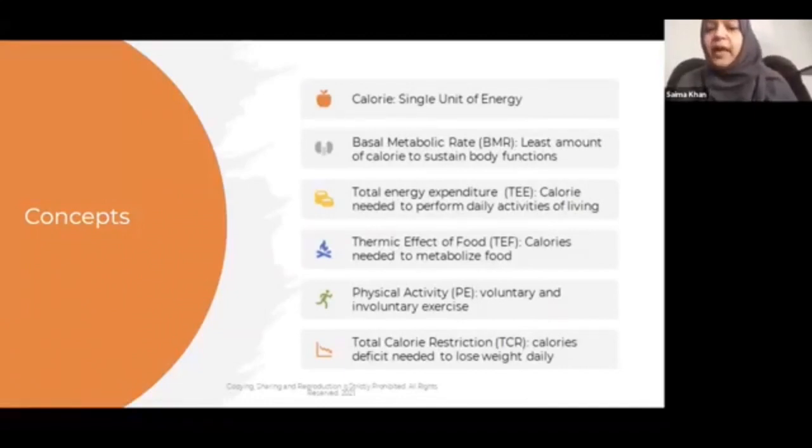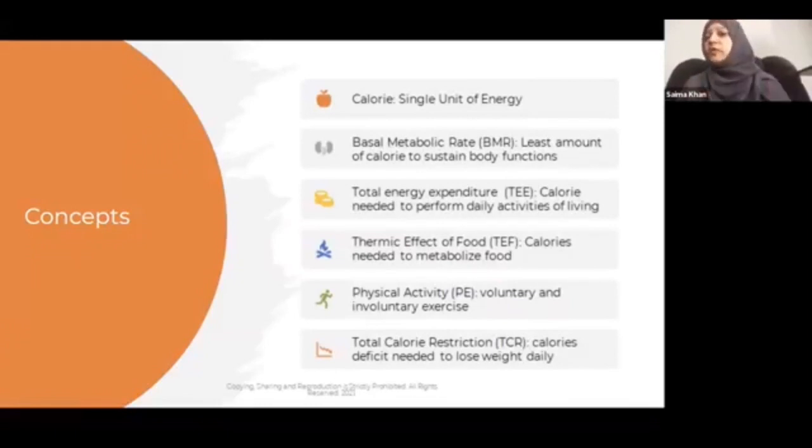Moving forward, physical activity. Physical activity means any kind of activity, either voluntary activity or involuntary activity. Now, what does involuntary activity mean? You're sitting down and you're fidgeting your feet every time. Some people just fidget a lot. That also will burn your calories, right?